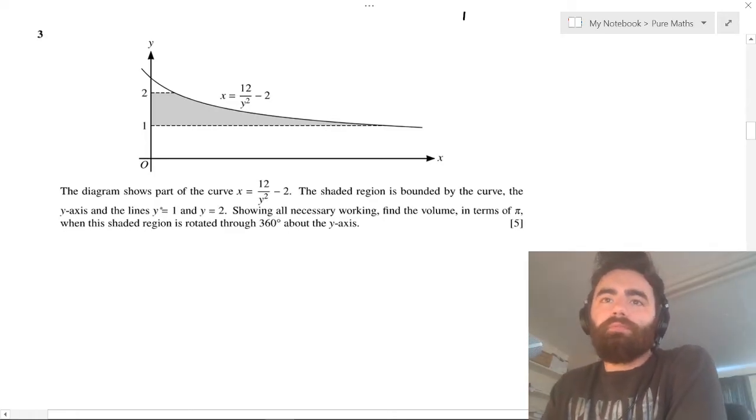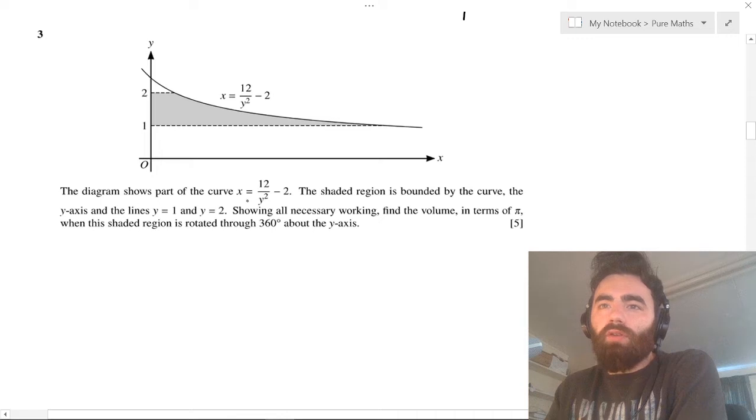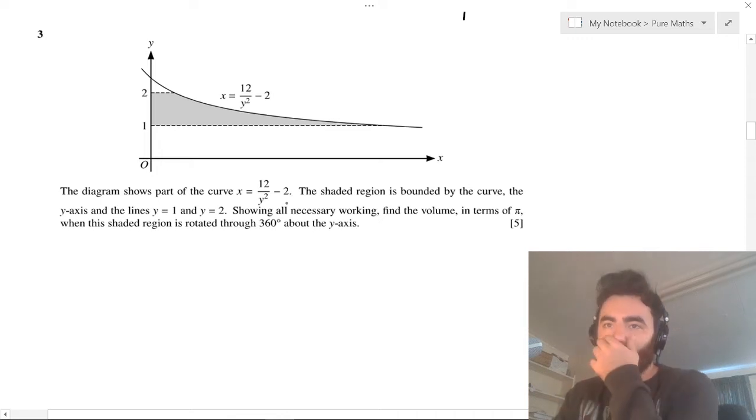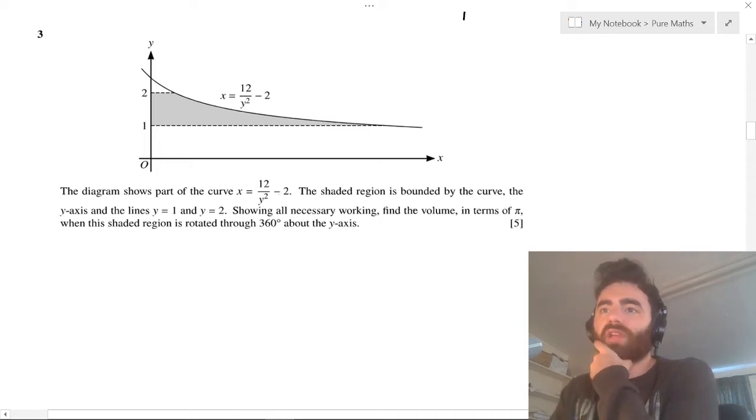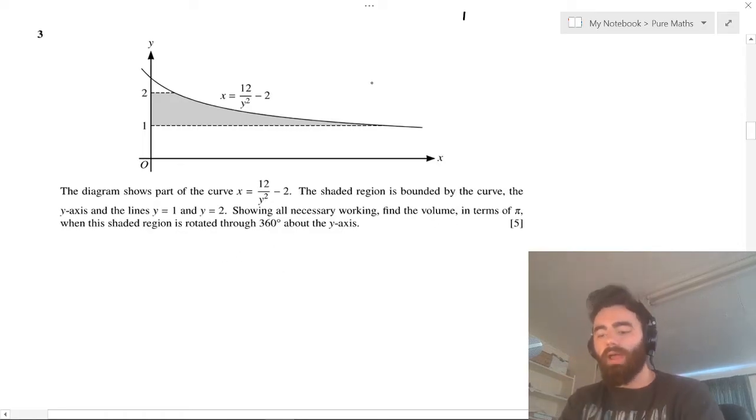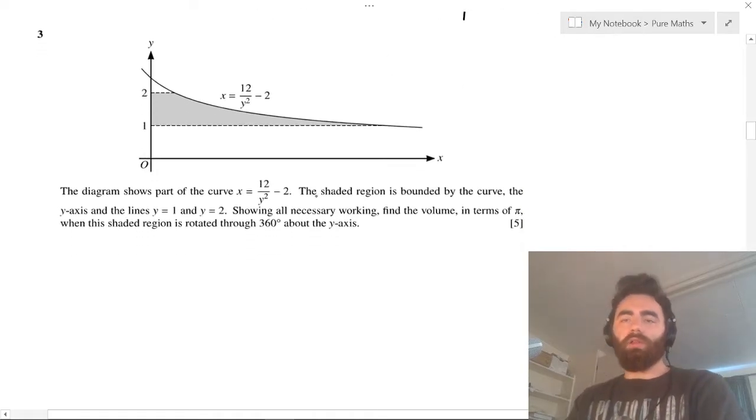Question 3. The diagram shows part of a curve x equals 12 over y squared minus 2. The shaded region is bounded by the curve, the y-axis, and the lines y equals 1 and y equals 2. Show the necessary working to find the volume in terms of pi when the shaded region is rotated about the y-axis.